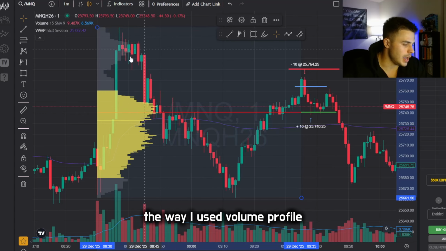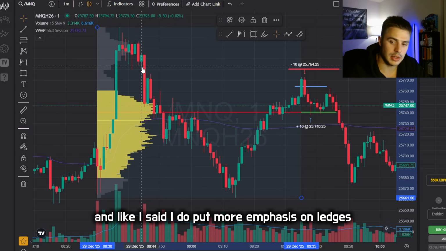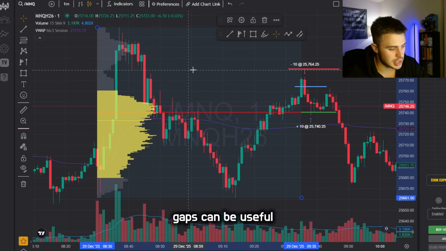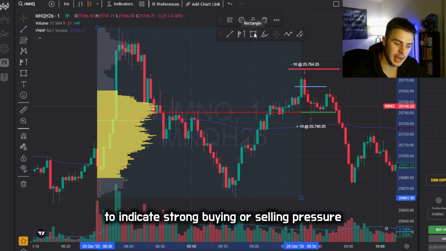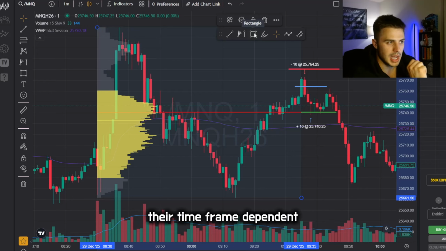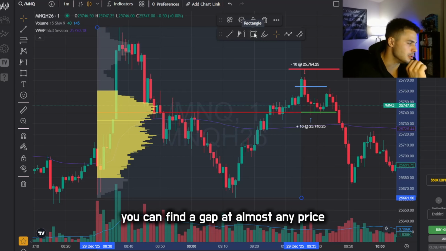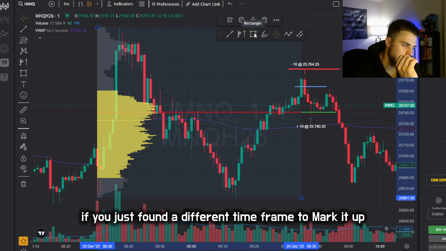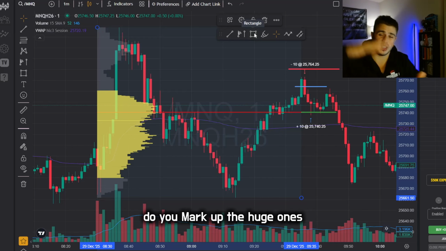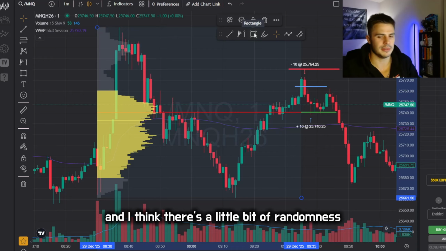Anyway, the way I used volume profile in correspondence with a fair value gap. And like I said, I do put more emphasis on ledges of the volume profile than gaps. However, I will say gaps can be useful to indicate strong buying or selling pressure. The only problem I have with gaps is they're time frame dependent. If you really search hard enough, you can find a gap at almost any price if you just found a different time frame to mark it up. And some of these gaps, do you mark up the really small ones? Do you mark up the huge ones? There's a lot to them, and I think there's a little bit of randomness.